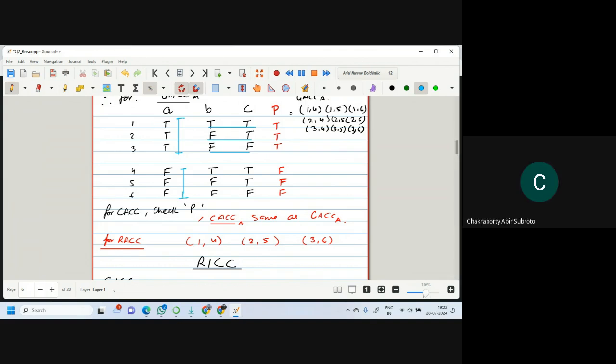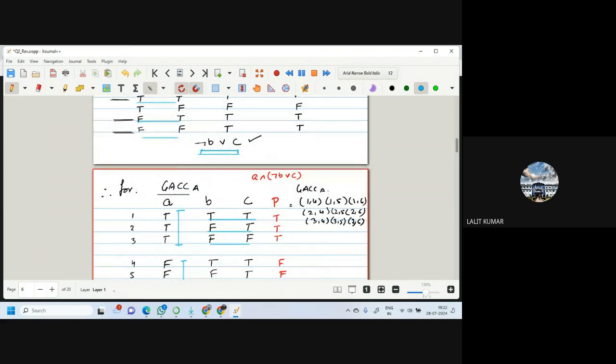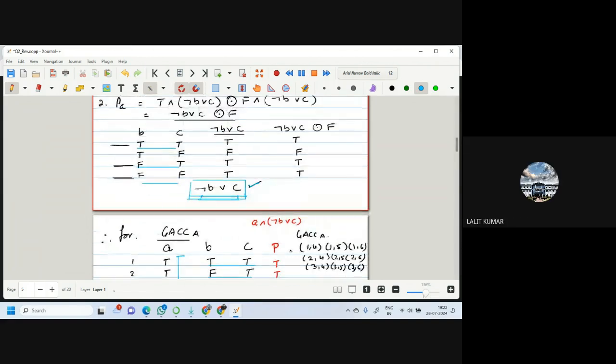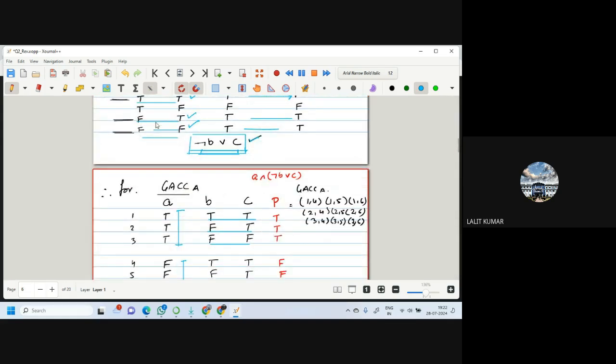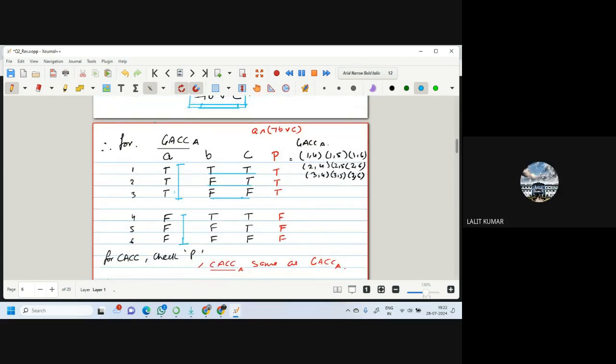Sir, can you just repeat this again? Yes. What I said, Abir, is that if you are not able to get not B or C, then from the truth table you just select the rows where this clause is becoming true. This is true, this true, this true. So you write TT, FT, FF, make A once true, make A false. So you get 9 conditions.